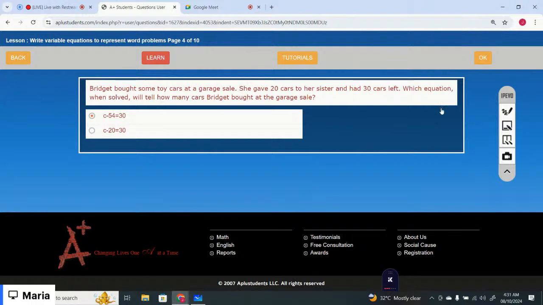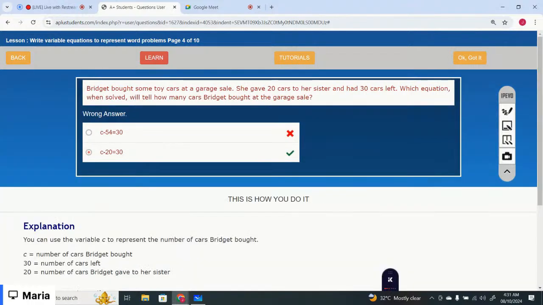Got it? That is C minus 20 equals 30. You don't have 54 in the question. Yes, I selected the right option. Option 2 is the correct option.